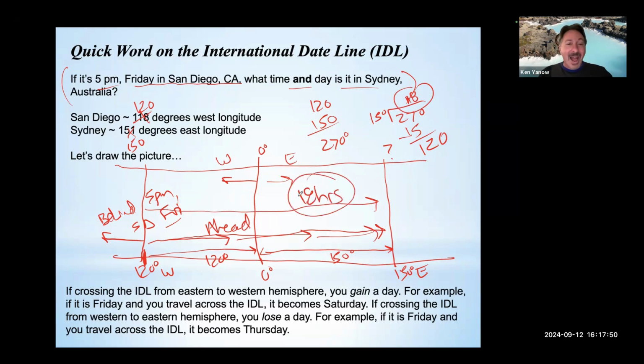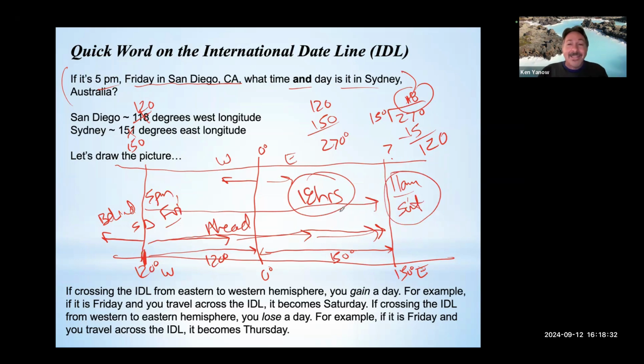So let's do it. Let's count. 5 p.m., 6, 7, 8, 9, 10, 11, 12, 1, 2, 3, 4, 5, 6, 7, 8, 9, 10, 11. I've lost count though. I don't know if it's 11 a.m. or 11 p.m. Let's say it's 11 a.m. I'm going to guess. And clearly we crossed over from Friday to Saturday. I mean, we had to have. So let's assume that it's 11 a.m. Saturday in Sydney, Australia.